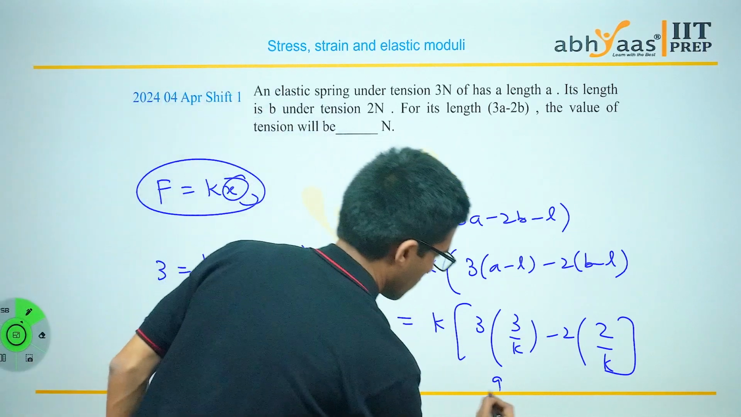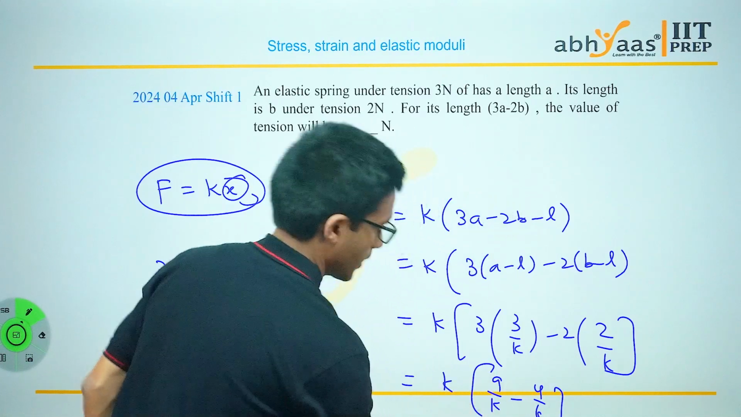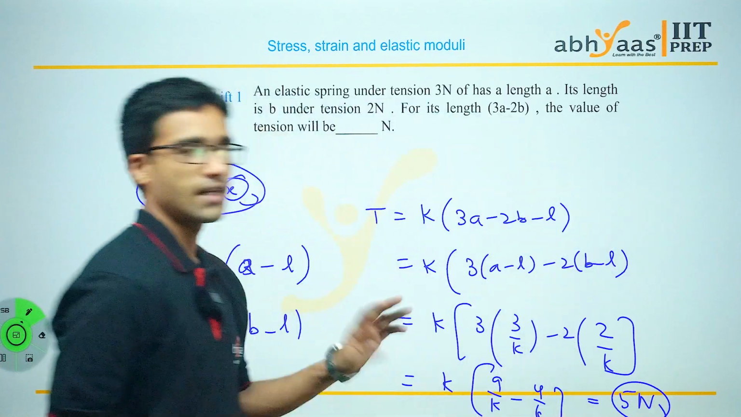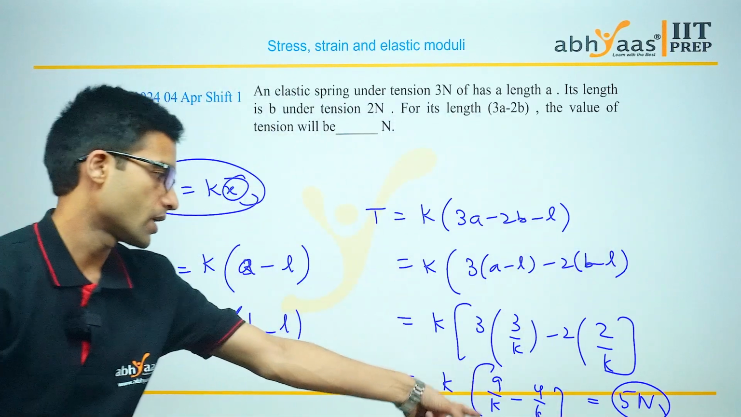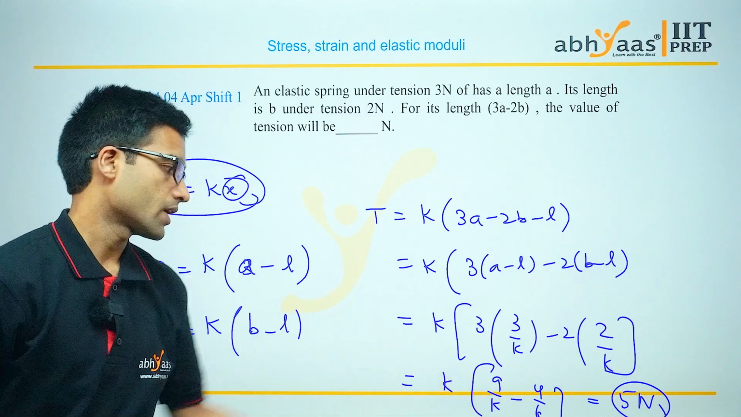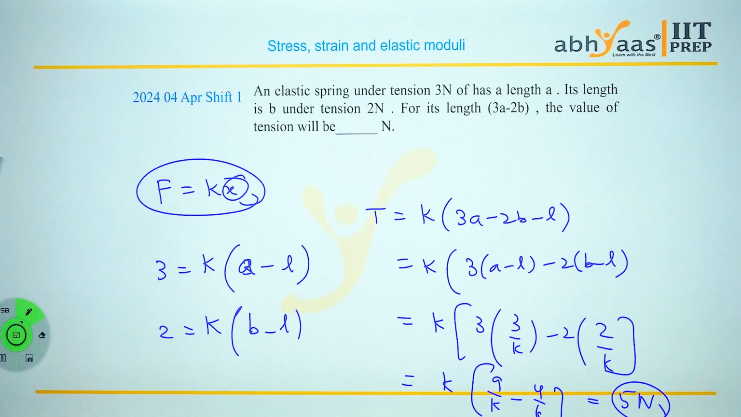K into 3 by K into 3 minus 2 into 2 by K, that is 9 by K minus 4 by K. So 9 minus 4 is 5 by K. If you take 1 by K common, K cancels, and you will get 5 newtons.